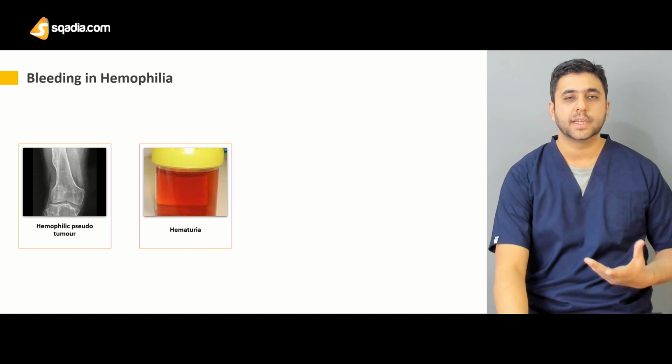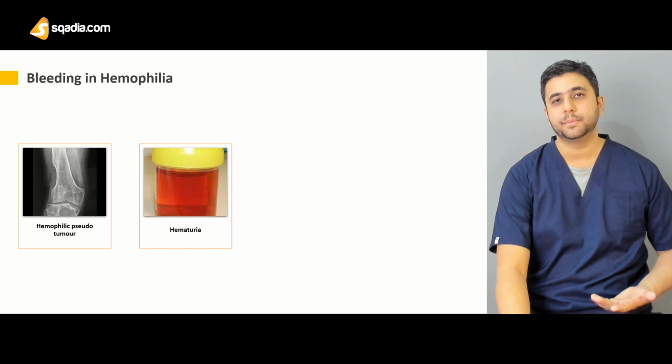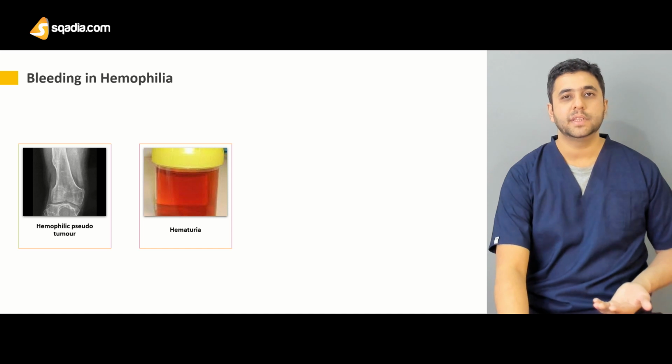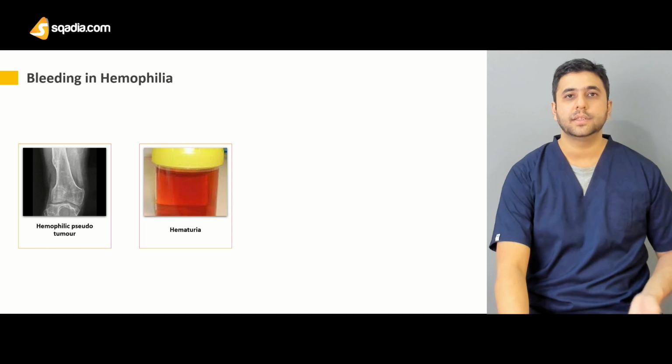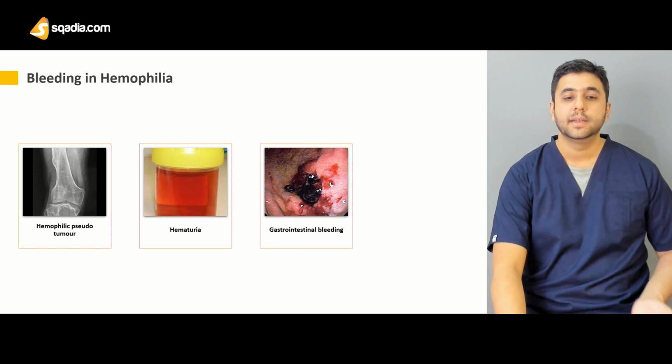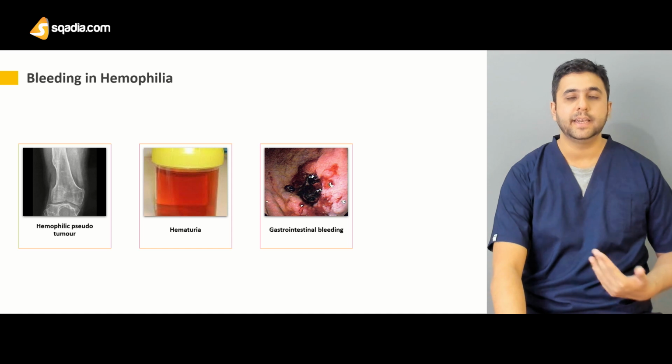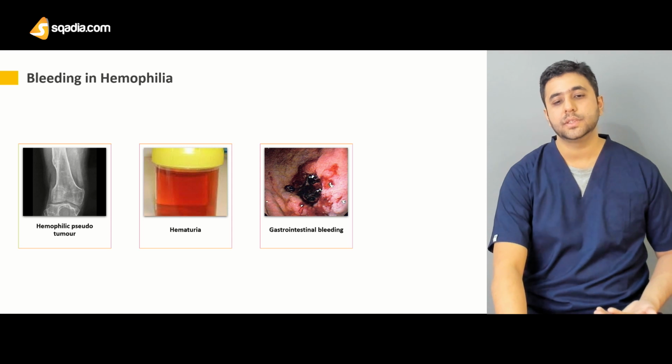The common presentations are hematuria. This is a very common presenting complaint. A patient, even with a mild disease, can present with hematuria as well. This can be gross hematuria, this can be macroscopic hematuria as well. GI bleeds can be there. This can lead to various types of variceal injuries as well.